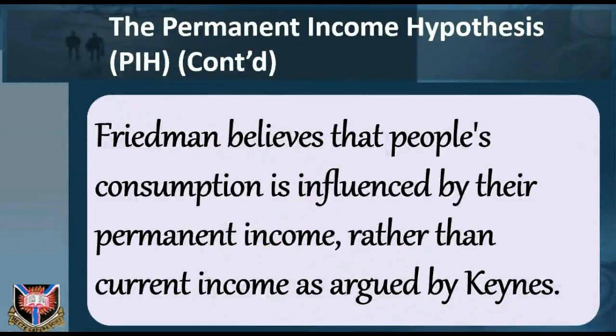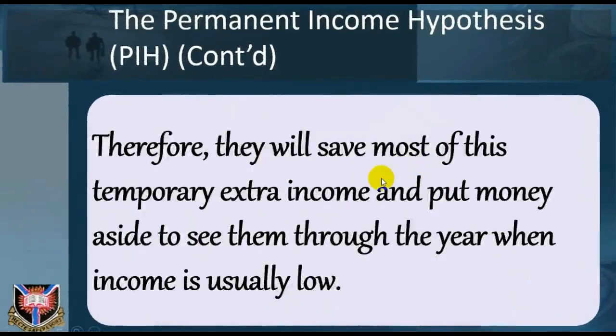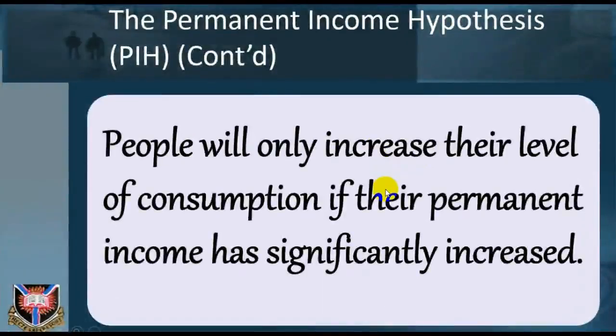Thus, during a period of temporary increase in their income, households do not increase their consumption by the same proportion. This is because they perceive such an increment as temporary. Therefore, they will save most of this temporary extra income and put money aside to see them through the year when income is usually low. People will only increase their level of consumption if their permanent income has significantly increased.